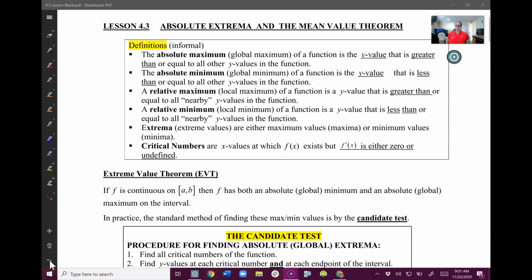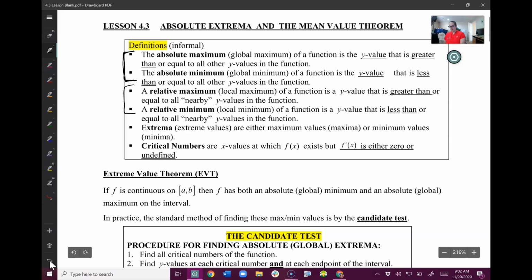Welcome to lesson 4.3. There's a lot covered in this lesson. There's a couple things that we're going to be discussing. So let's start off with some definitions. Now, these definitions should be familiar to you. If they aren't, I suggest you take a little bit of time outside this video to refresh on them a little bit better. But the most important ones are right here.